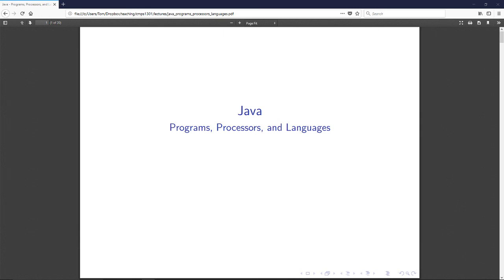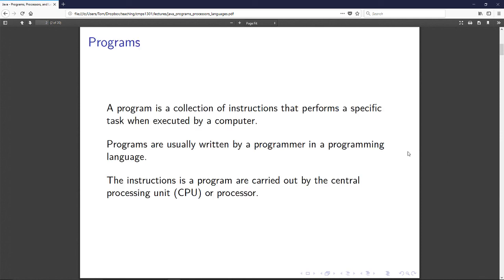In this video, we're going to talk about programs themselves, what they are, processors, and languages. All right, so first off, a program is just a collection of instructions that perform some job when executed by the computer. Most programs are usually written by a programmer in some programming language. In this class, we're looking at Java as the language.